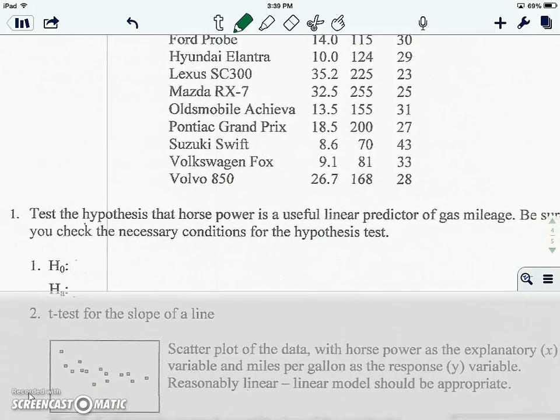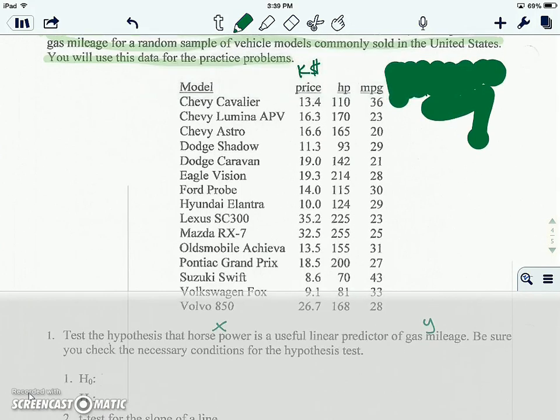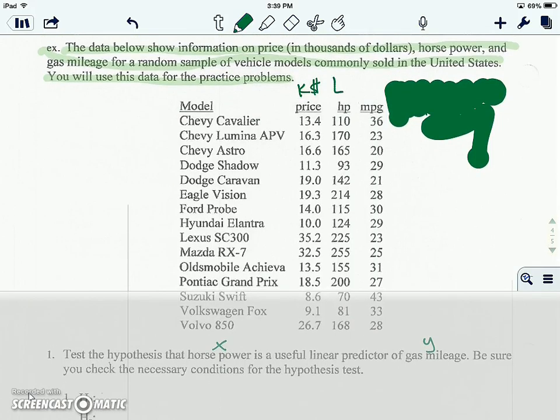It says test the hypothesis that horsepower is a useful linear predictor of gas mileage. So horsepower X is going to be used to predict gas mileage Y. Be sure you check the necessary conditions for a hypothesis test. So before that, let's get our prediction equation. We're going to ignore the price right now. We're going to put this in list 1 and this in list 2.